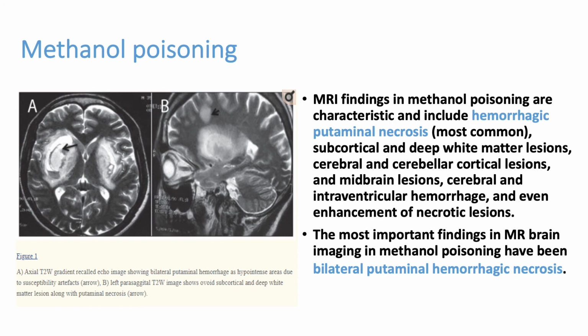We'll see what happens in MRI. MRI shows hemorrhagic putaminal necrosis. That's a classical finding you can see in patients who is having methanol poisoning. Clinical findings will be visual loss, altered behavior, seizures, and severe acidosis. Most of these patients may require dialysis initially itself because the acidosis will not be corrected otherwise.